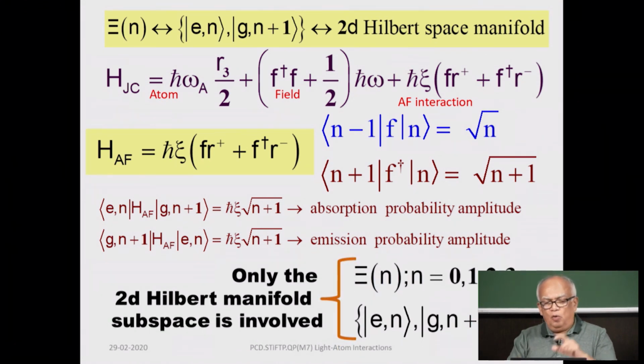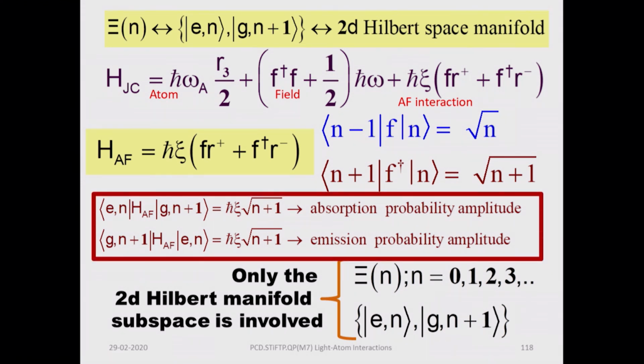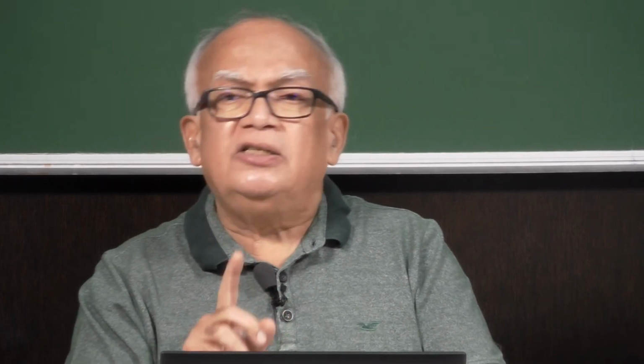Okay. So, only this 2-dimensional Hilbert manifold is involved now, alright, but the number of photons can be either 0, 1, 2, 3 or many, and the 2 transition probability amplitudes are exactly equal, and this is a very powerful reduction of the fully quantum electrodynamical manifestation of the atom light interaction. So, you have got a full QED Hamiltonian. Okay? There is only one thing we have done, which is the rotating wave approximation, and we have ignored the off-shell terms.